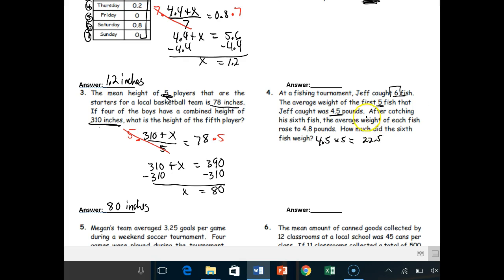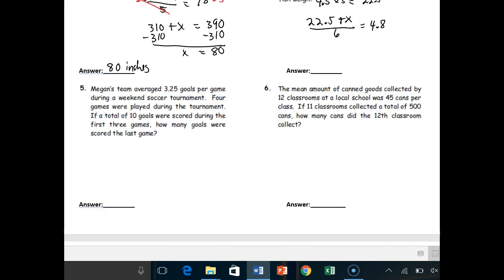After catching the 6th fish, the average weight of each fish rose to 4.8 pounds. So there's your desired mean. So let's go ahead and set this up as 22.5 plus x over how many fish? 6 fish. Is equal to the desired mean of 4.8 pounds. I'll let you solve that one.